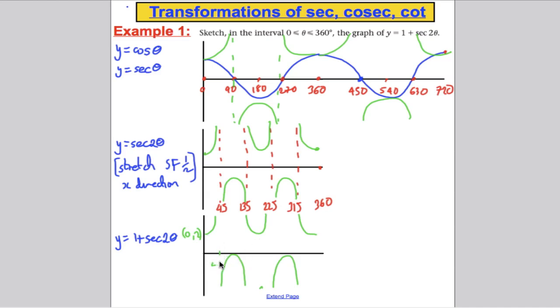This point here is 45. This point here is 135. This point here is 225. This point here is 315. And lastly, 360. So, hence we have a sketch of the graph 1 plus sec 2 theta. Now I'd encourage you to have a go at these few yourself, pause the video, work through and see if you can get the right answers.